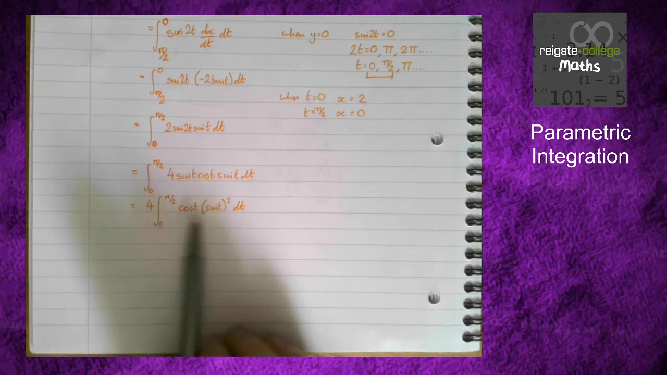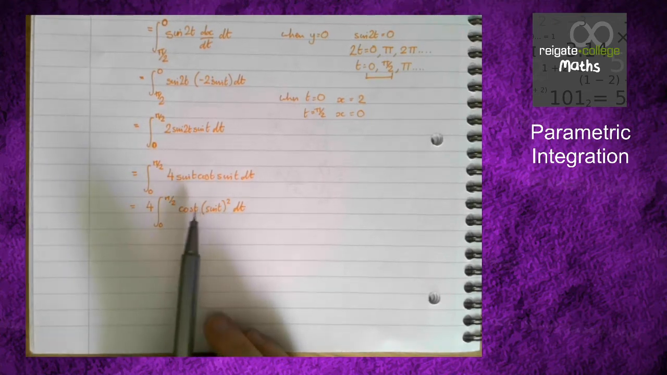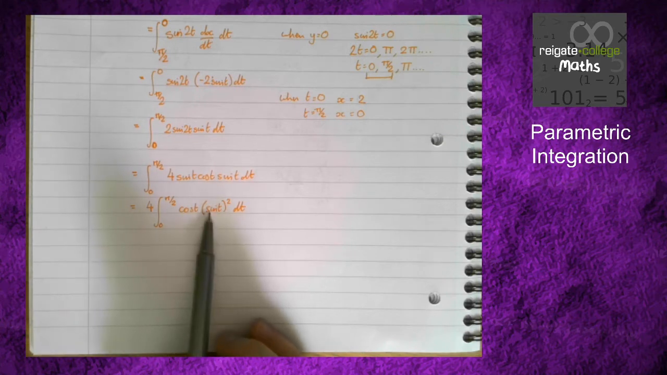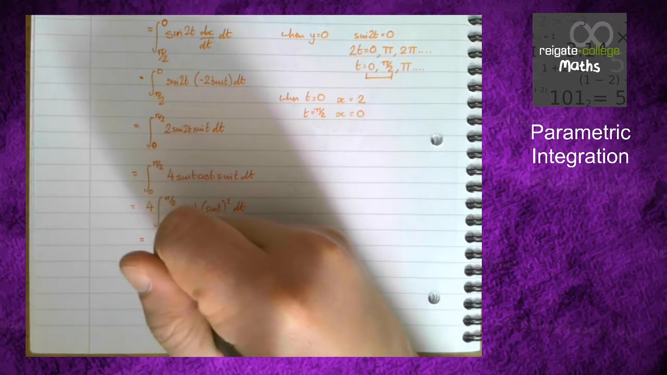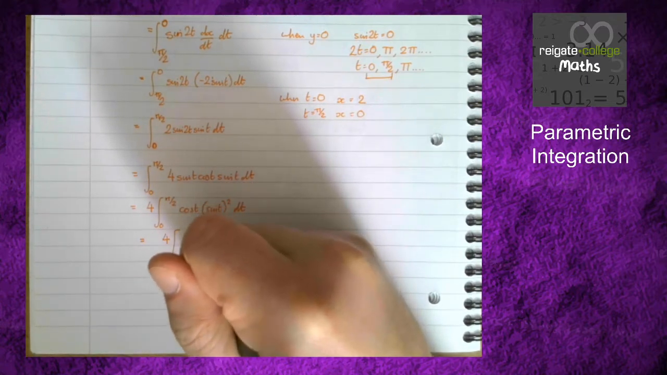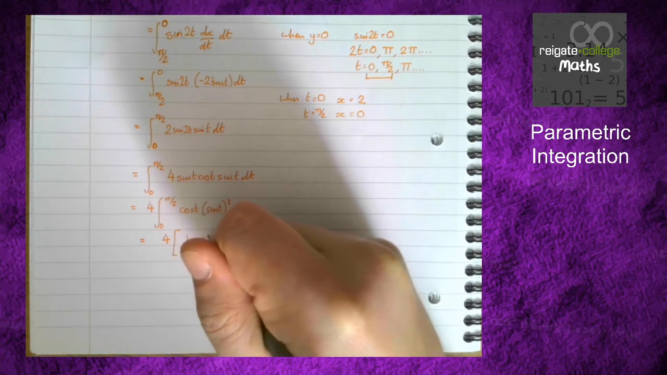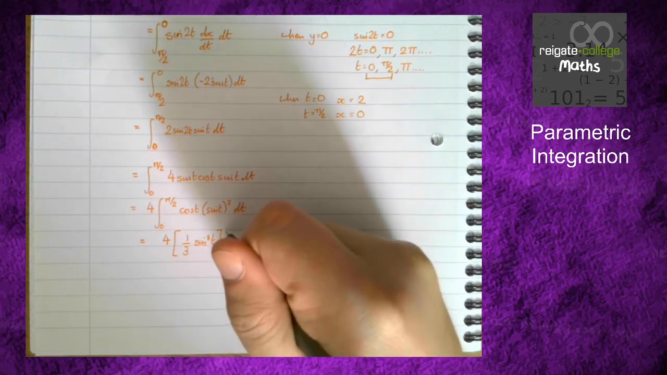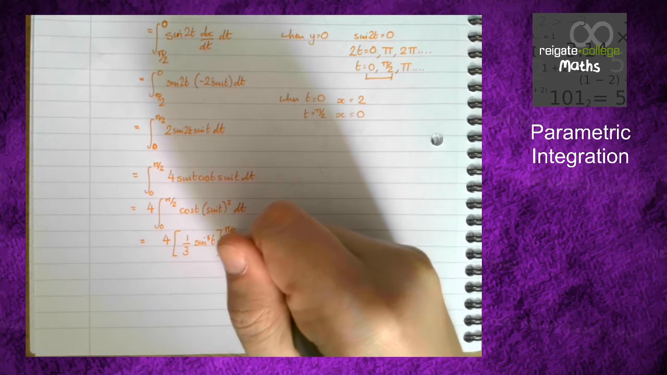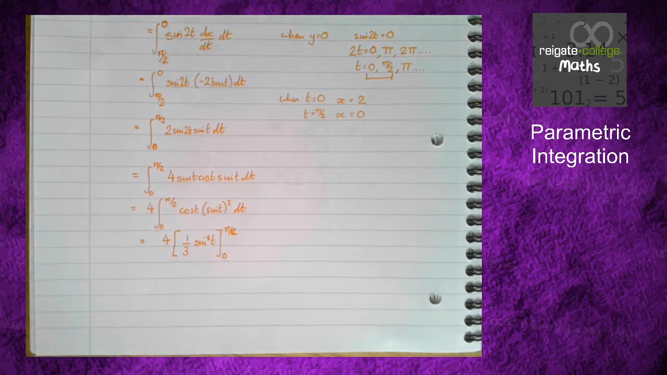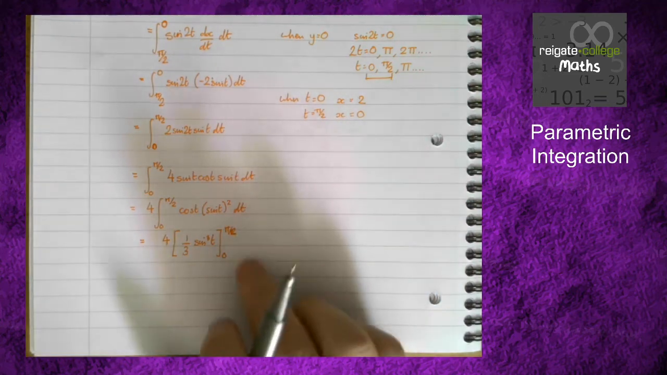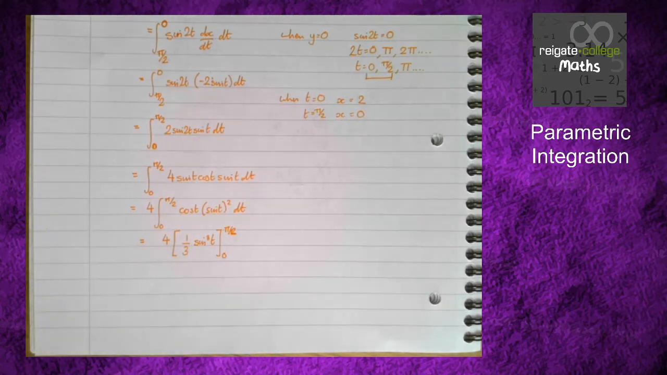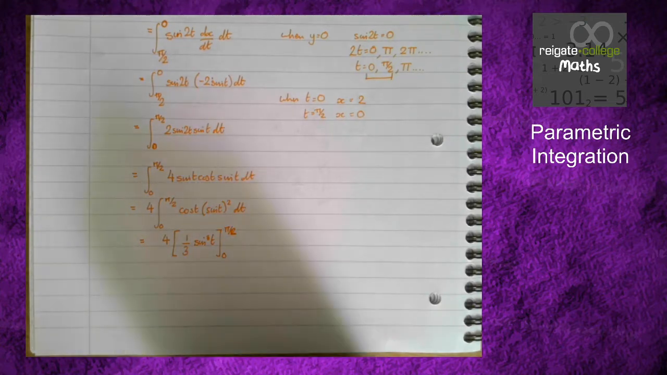This is now in the reverse chain rule form because the thing on the outside of my bracket is the derivative of what's inside. So this is just going to integrate to 4 times a third sine cubed t, which we're going to evaluate between pi over 2 and 0. This is the other reason for using these numbers. It makes our answer really nice and easy to deal with.